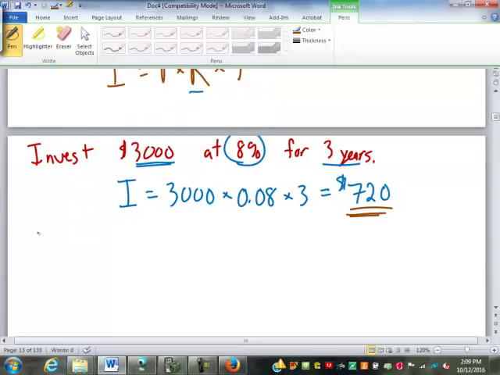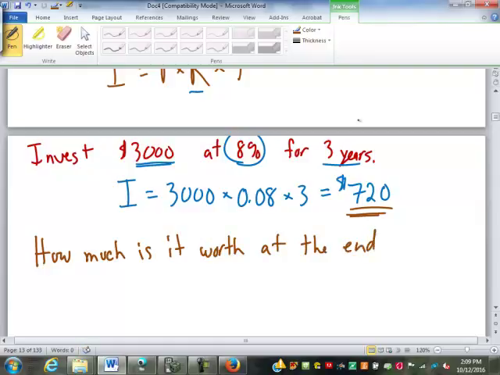The next step is, how much is it worth at the end? The fancy term for this is called the maturity value. If it's an investment, it's the amount of money that you will get back at the end of the investment. If it's a loan, that's the total amount that you would have to pay back at the end of the investment. Our maturity value is just equal to our principal plus our interest.